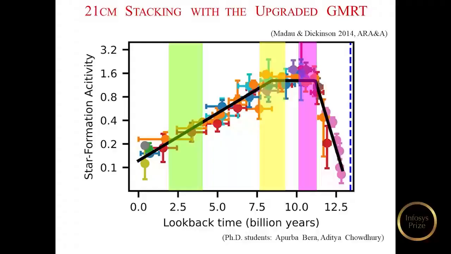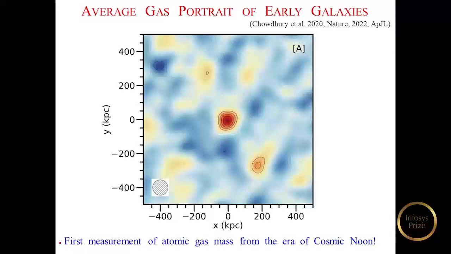So there were two PhD students, both excellent students, Apurva Behra and Aditya Chaudhary, who worked on these data, and they basically did all the work we are talking about this time. So what did we see? What we saw was this. This is an average gas portrait of these early galaxies. And this, remarkably, is from this yellow region.